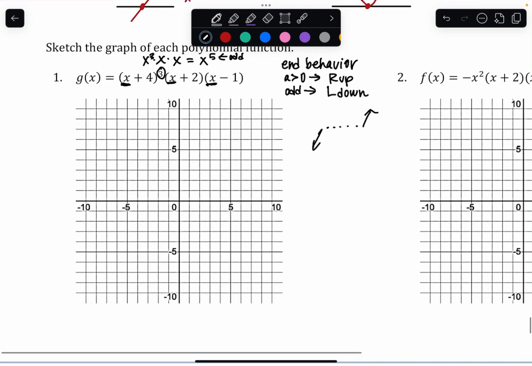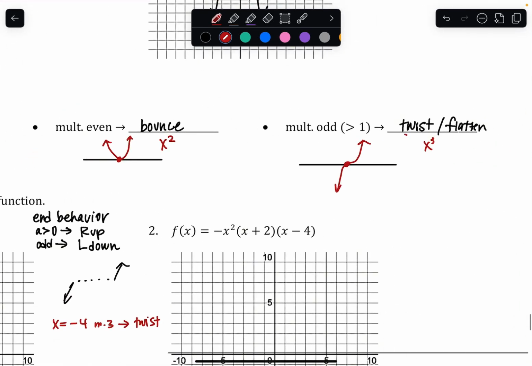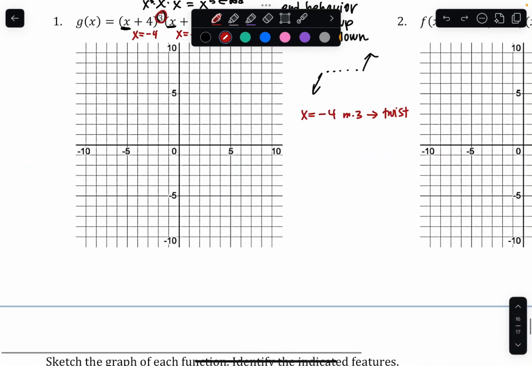And now for the zeros, I know I would set each factor equal to 0, so this would lead to x equals -4. This would lead to x equals -2. This would lead to x equals 1. So at x equals -4, that's a multiplicity of 3. So that means it's going to twist, okay? Looking at this, odd degree means twist.